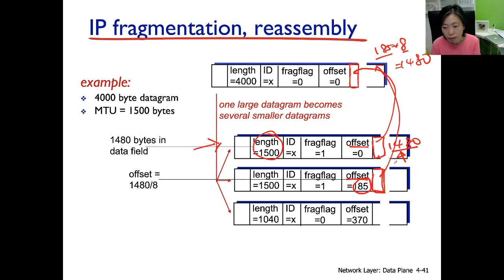So as I mentioned, 185 is indicating the position of the first byte in the packet. But the position should be divided by 8. The original position divided by 8 will be the offset value. Therefore, the offset multiplied by 8 gives the original position.